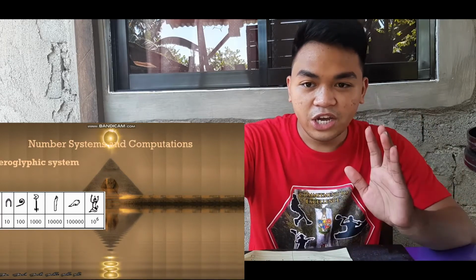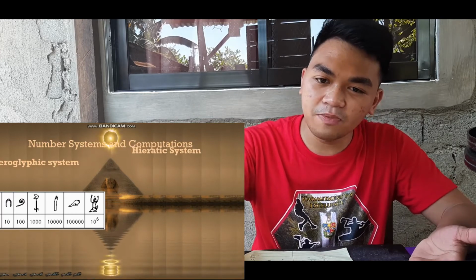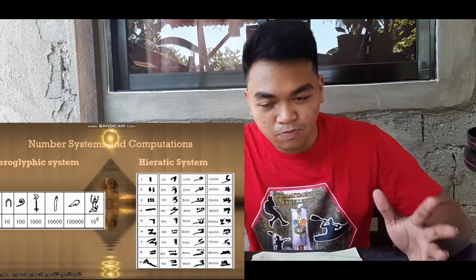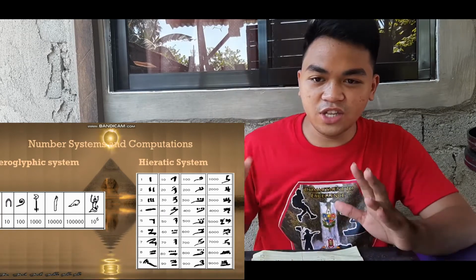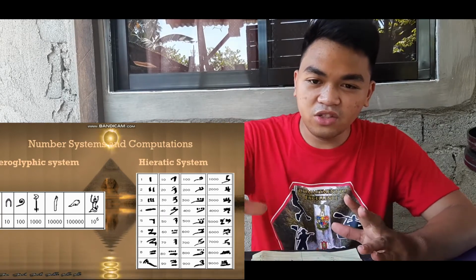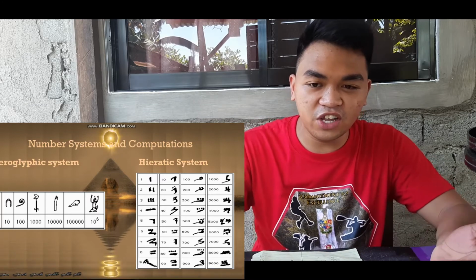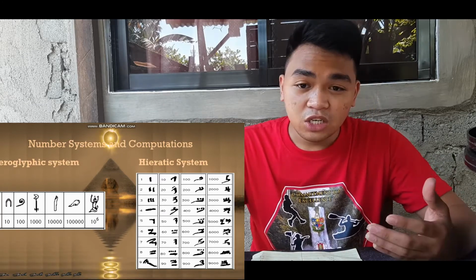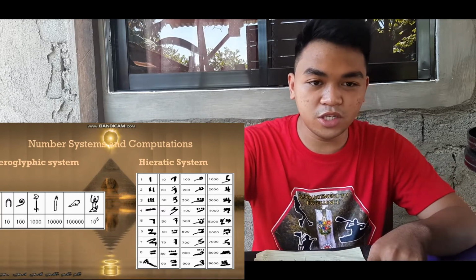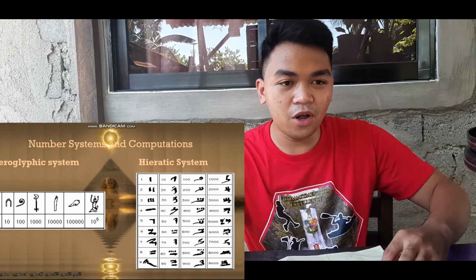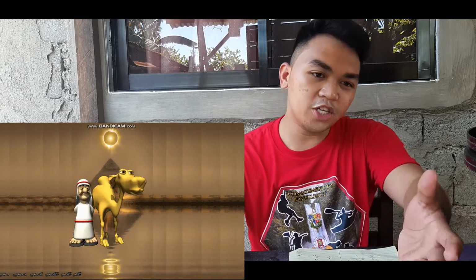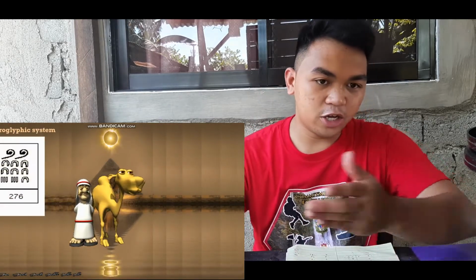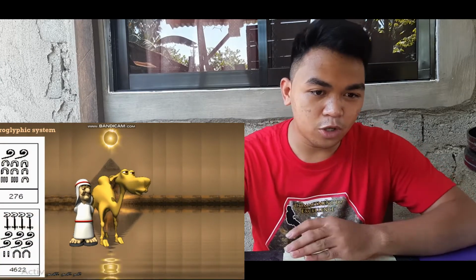Let's proceed to the hieratic system. The hieratic system is different from the hieroglyphic system because it has more symbols for its numbers. As you can see, 1, 2, 3, 4, 5, 6, 7, 8, 9 each have a different symbol, unlike the hieroglyphic system, where 1 to 9 is just repeating one symbol. So let's proceed. This is an example of the hieroglyphic system. As you can see, the hieroglyphic system uses symbols like objects. These are the examples, objects.